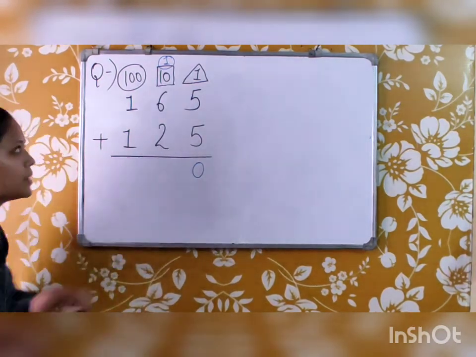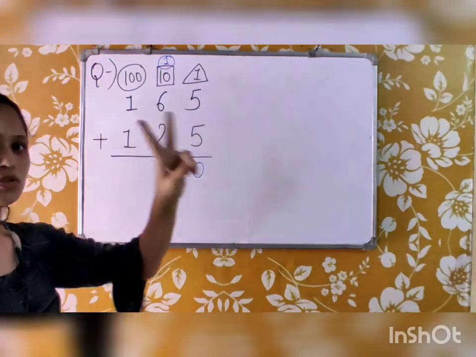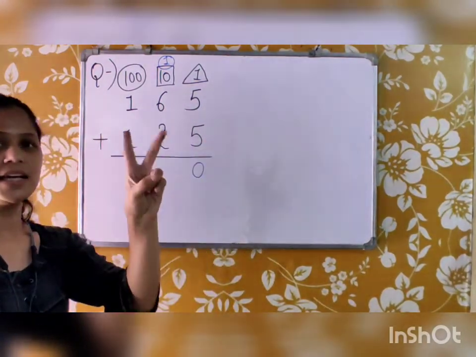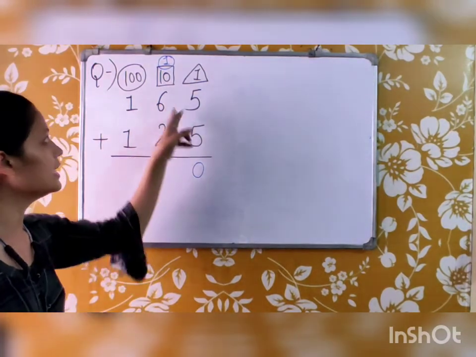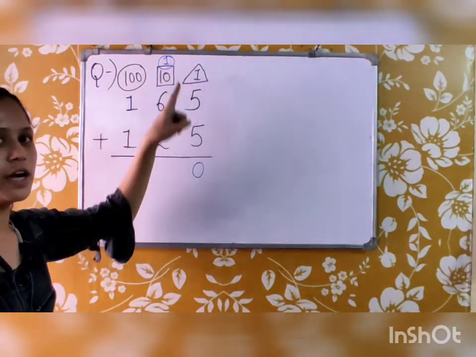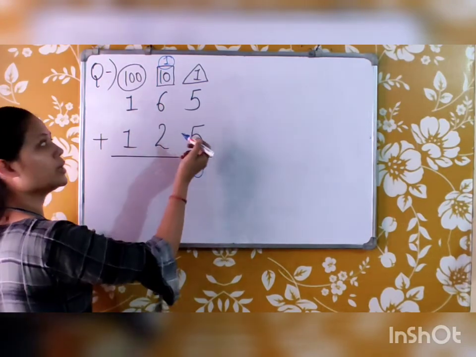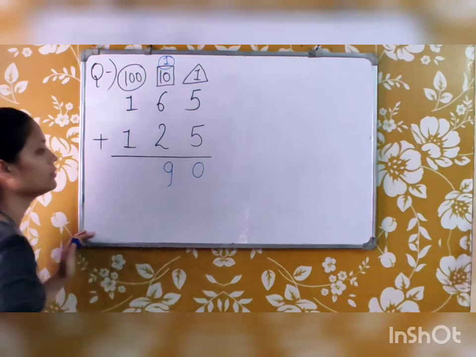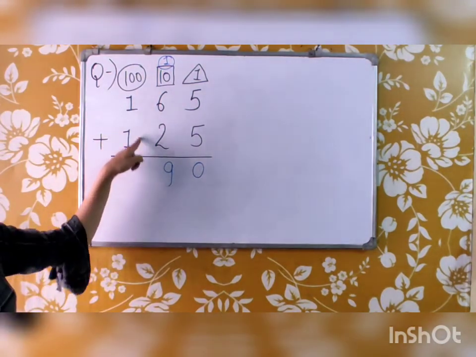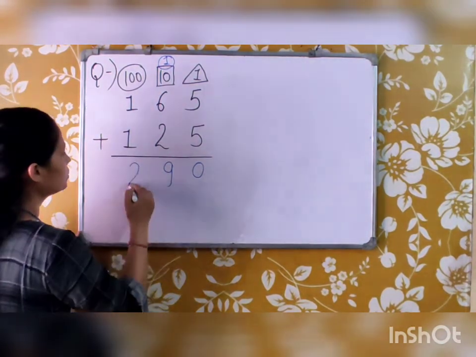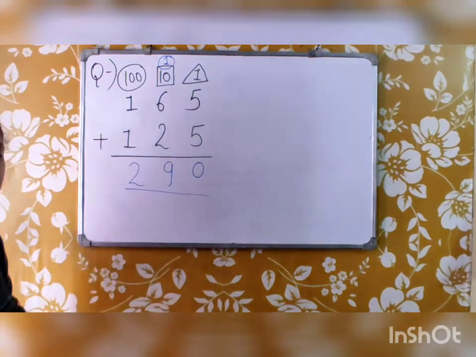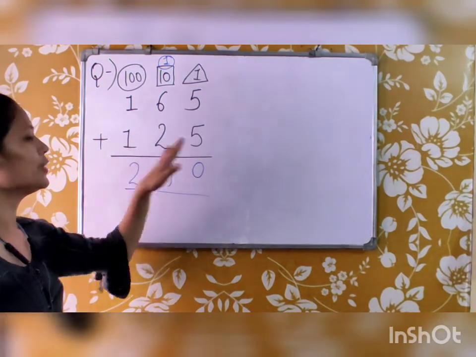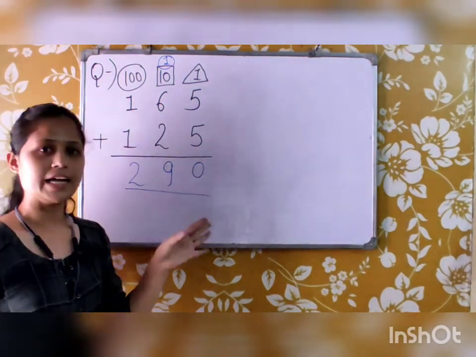Now 6 plus 2 is 8, and 1 is in carry, so 8 plus 1 is 9. Next, 1 plus 1 is 2. So the answer is 290. So 165 plus 125, the answer is 290.